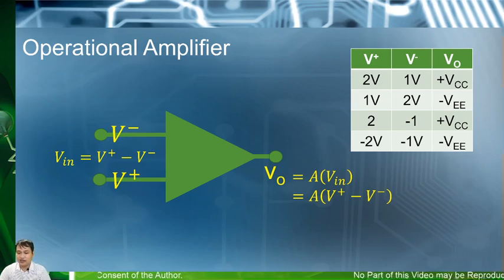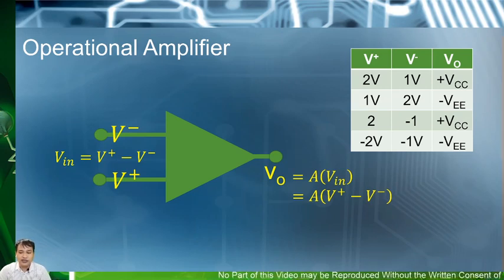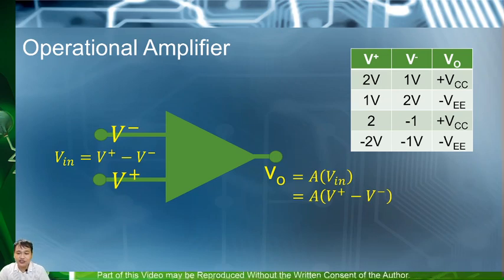Next, if we apply a positive 1 volt to the non-inverting terminal and positive 2 volts to the inverting terminal, 1 minus 2, which is equal to negative 1, times the gain of the operational amplifier, the output would be the negative VEE.